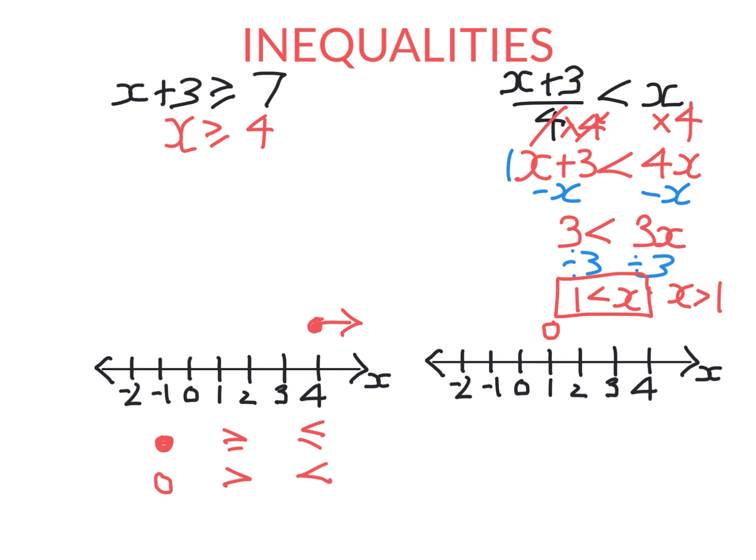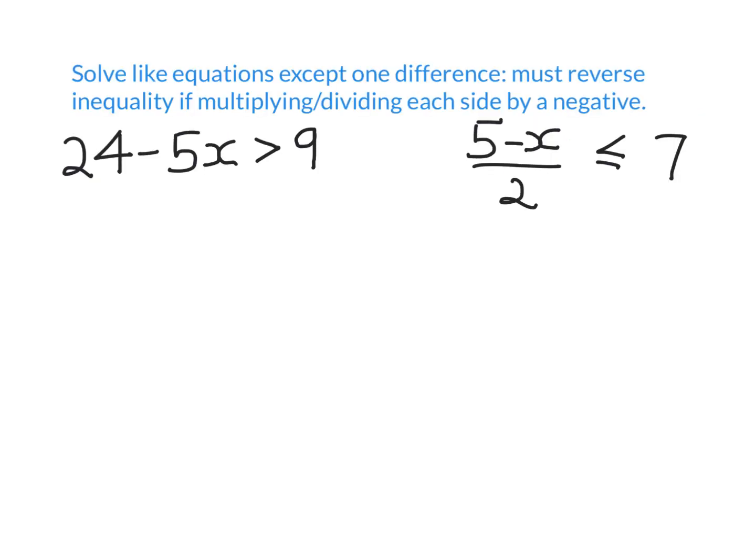I want all the numbers greater than 1. So I'm going to again draw an arrow that points to all the numbers greater than 1. So remember, shaded circle if it includes that value, open circle if it doesn't. All right. There we are, we've solved our first inequalities. Now let's look at the exception that I was talking about. So I said on the previous slide, you solve inequalities the same way as you would equations.